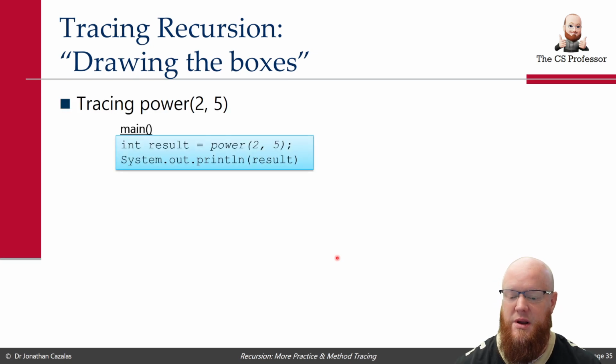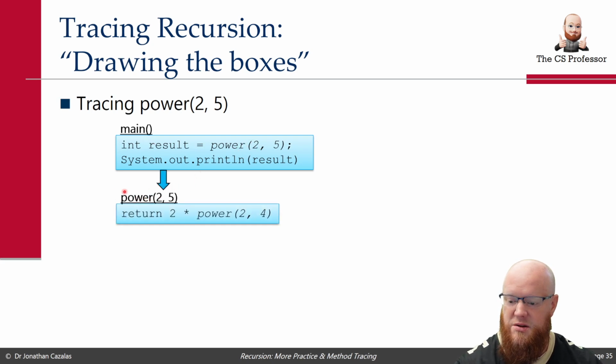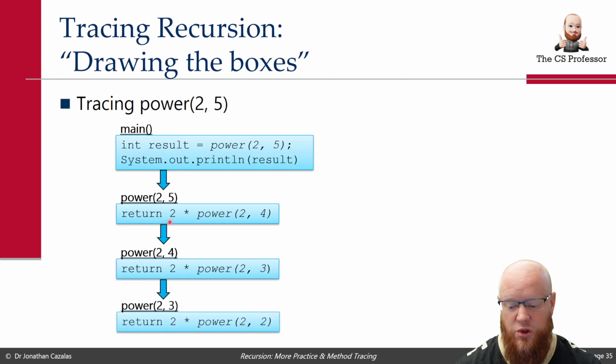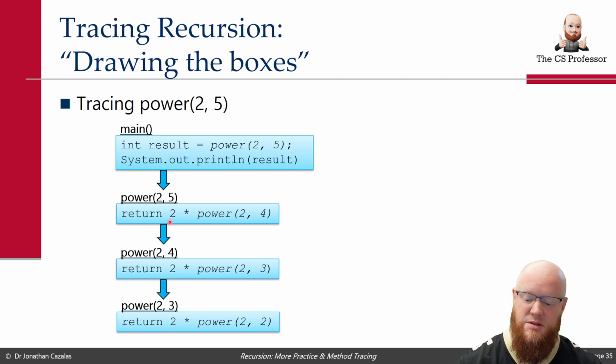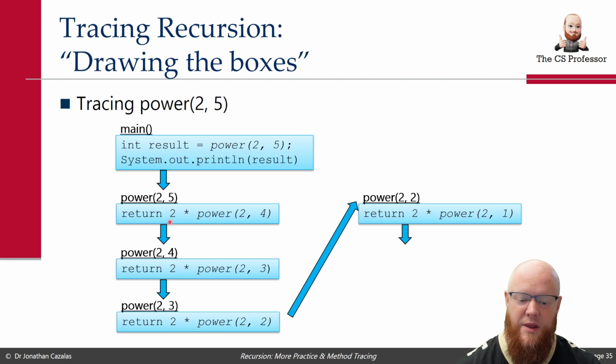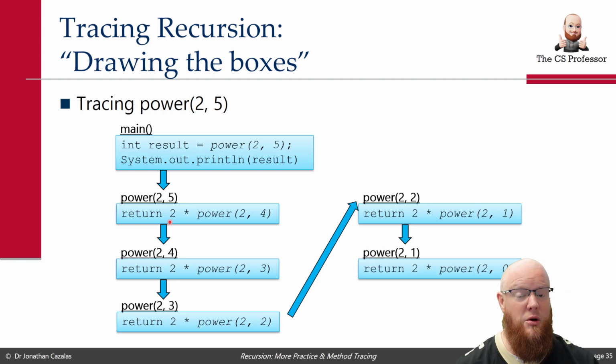Let's trace through this one as well so we can see this practice of drawing these boxes for the recursive trace. So here we have our main. We're calling the power of 2 comma 5. So here's the method label, power of 2, 5. It's going to return 2 times the power of 2, 4. Power of 2, 4 is called. It returns 2 times the power of 2, 3. Power of 2, 3 returns 2 times the power of 2, 2. This returns 2 times the power of 2, 1. This returns 2 times the power of 2, 0.